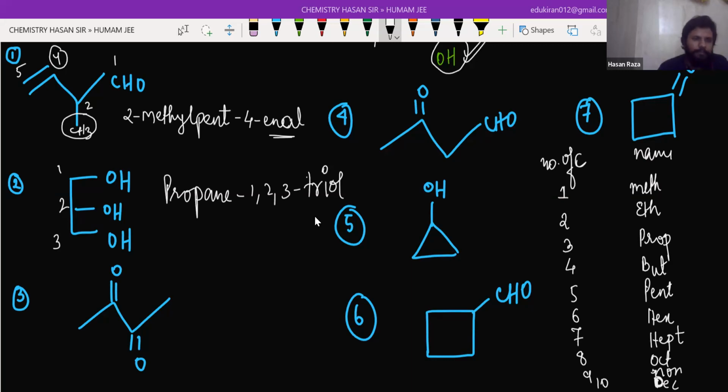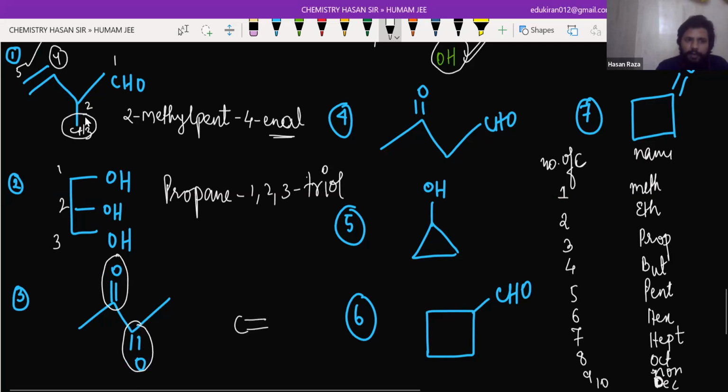Third one is butene. What is the name of the functional group? This is ketone, na? How can it be en? Carbon-carbon double bond is en. Carbon-carbon like this. Can you try it again?